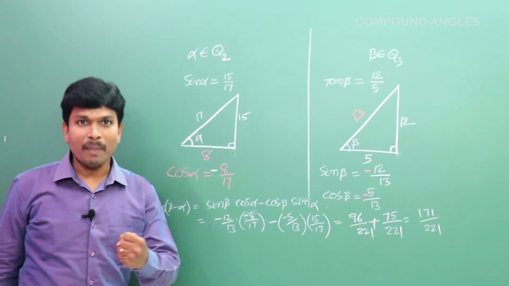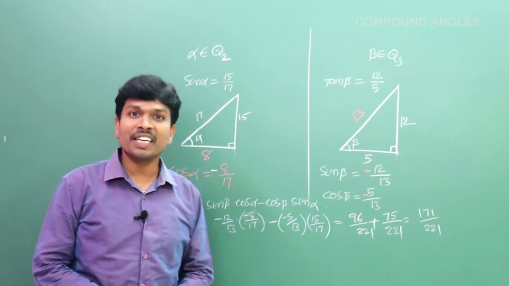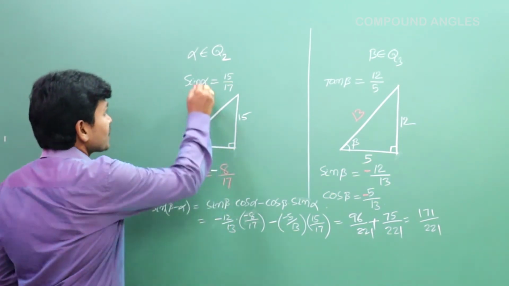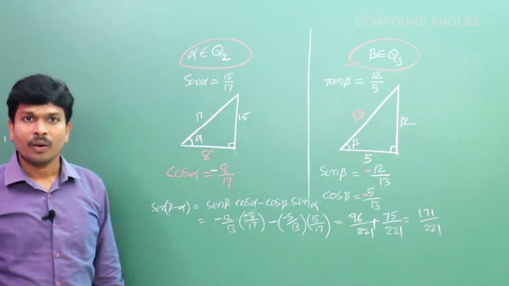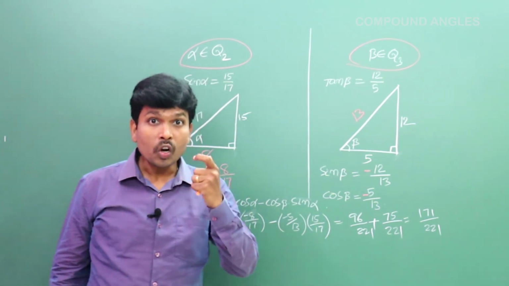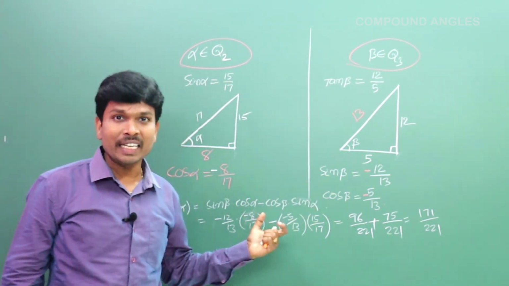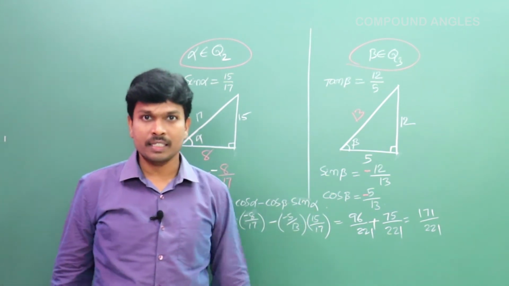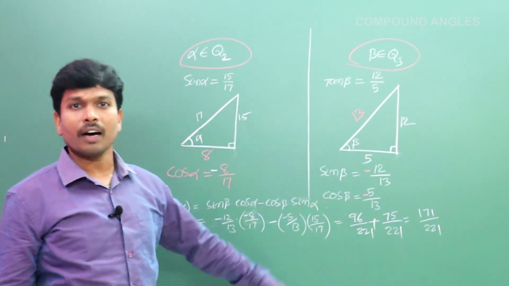Okay. Here the magic is science. Just what are the key steps in this problem? These two are the key steps. Okay, that's why every time you must observe in which quadrants the given angles are. So that you have to observe, then easily you can attack the problem.